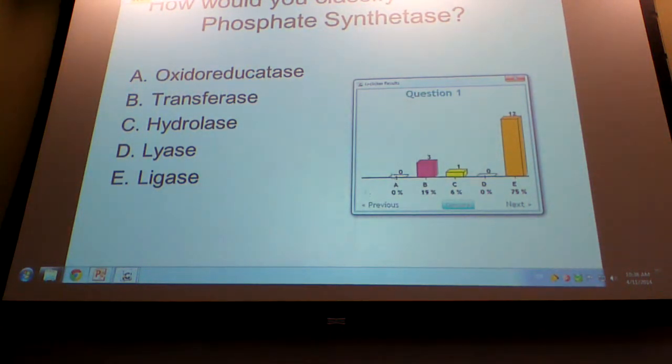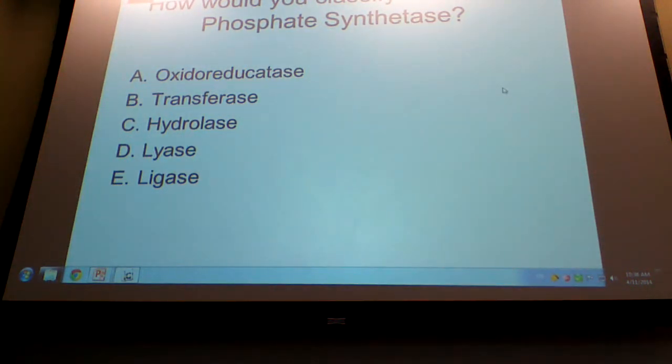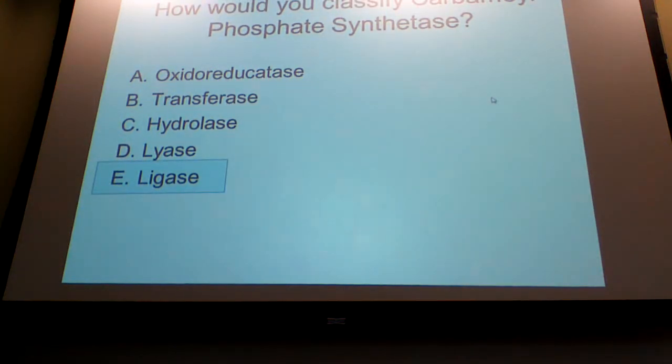Why are you saying ligase? It consumes ATP. It consumed ATP and made a bond between the two things. Okay, so ligase.